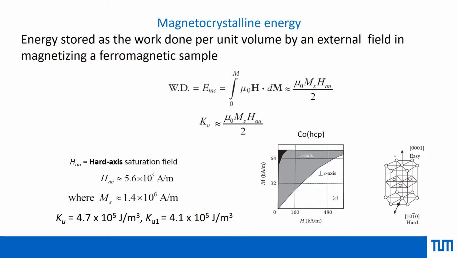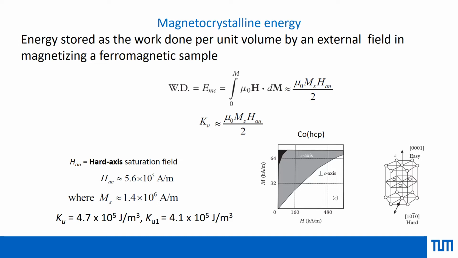So by considering the anisotropy field, here in the graph we can see that it will saturate somewhere ahead in this curve, and we can write it as 5.6 × 10^5 amps per meter, which will be equal to 560 kiloamps per meter. Then the saturation magnetization for cobalt is around 1.4 × 10^6 amps per meter. So in this way, by putting all these values, we can find that the anisotropy constant is this value.